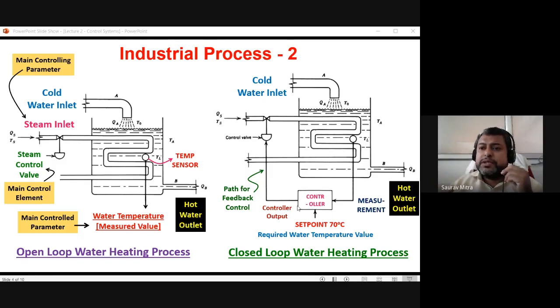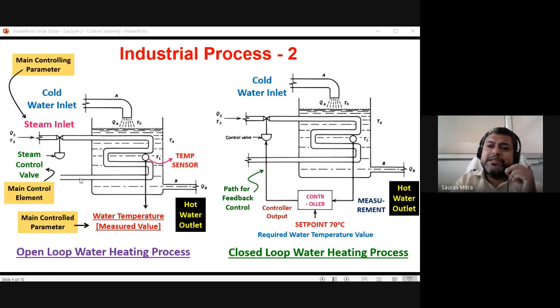This is a closed loop system by using IoT. It will tell that yes, now your water is 70 degrees centigrade, you can now go to the bathroom and take a bath. So this is a closed loop process, but it is a little bit more complex because here we are putting a controller, and the controller output needs an actuator, which is actually a control valve. So some amount of electronics is involved in the closed loop process.